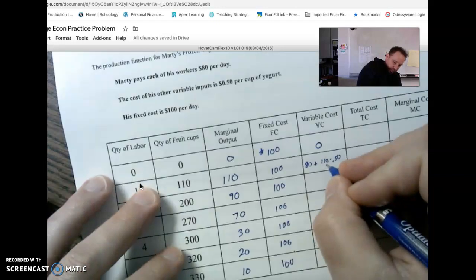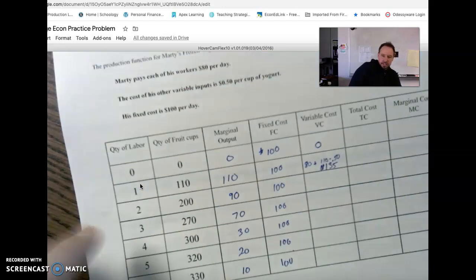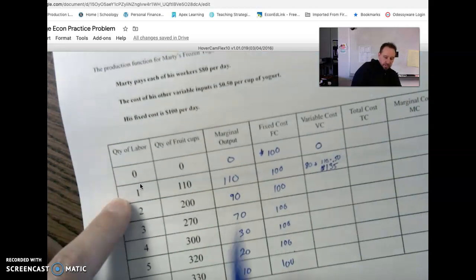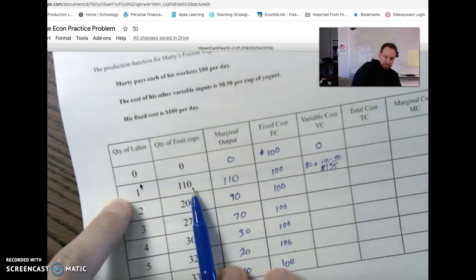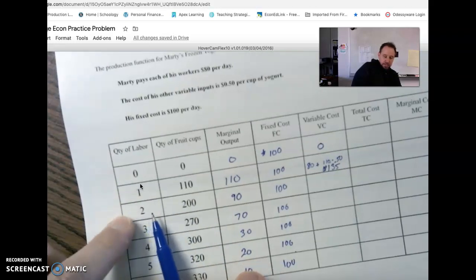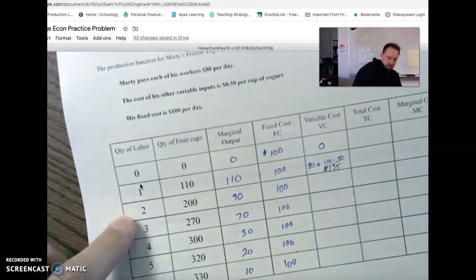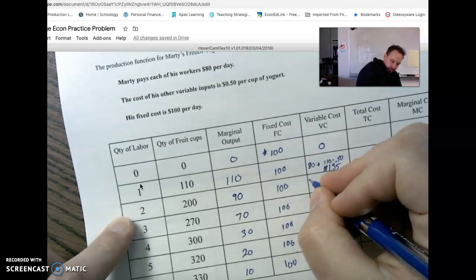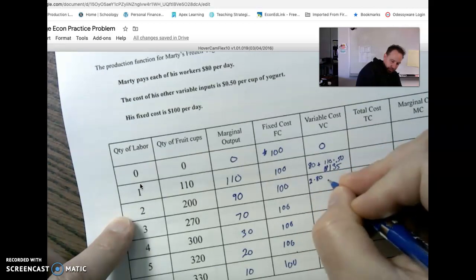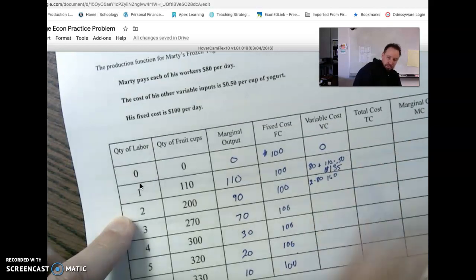So our variable cost is $135 at 1 unit. That's 50 cents for every cup, so $55 plus the $80 that you'd have to pay your worker. If we do 2, you can just follow that. We have to go 2 times 80, which is 160. So that's our labor cost.